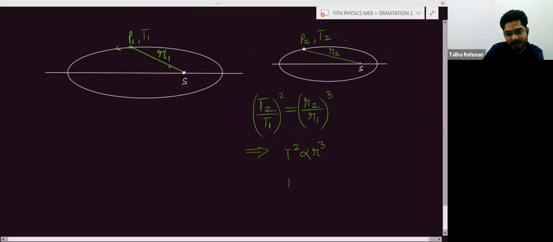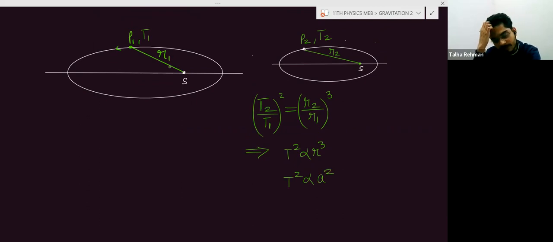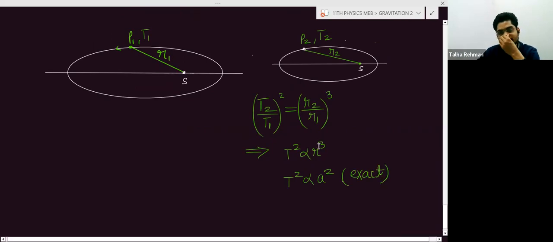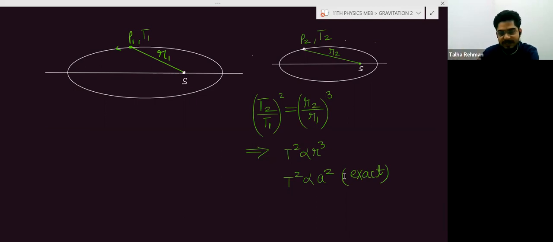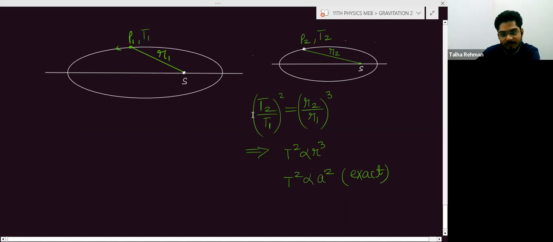The square of the time period of the planet is directly proportional to A cubed. Okay. This is the exact one. But then why are we writing this? Because when we solve the question, we will use this, not this. To study the geometry of a circle as compared to the ellipse is easy. That is why we have written Kepler's third law in this form.